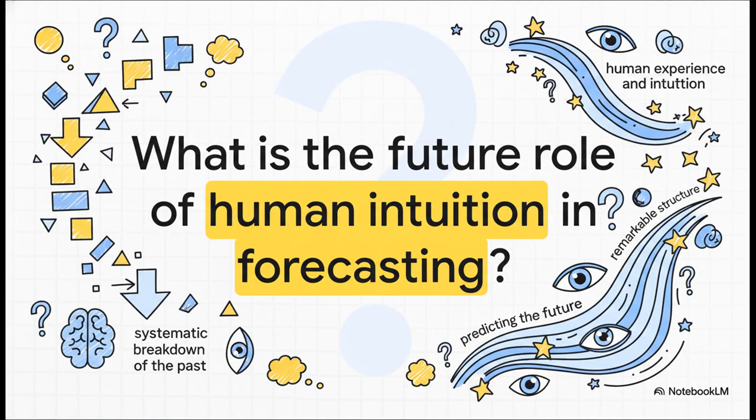And all of this brings us to one last thought. We've seen how these models can systematically break down the past to predict the future with this remarkable logical structure. And it kind of leaves us with a fascinating question, doesn't it? In a world filled with these powerful algorithms, what's the role for our own human experience and our own intuition? Definitely something to think about.